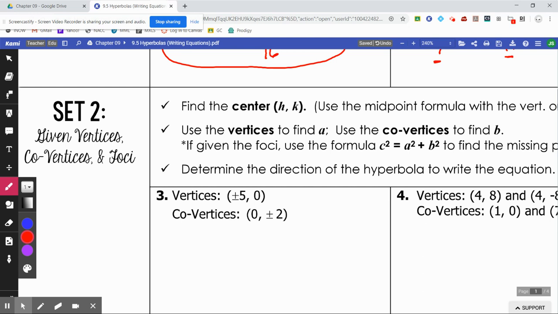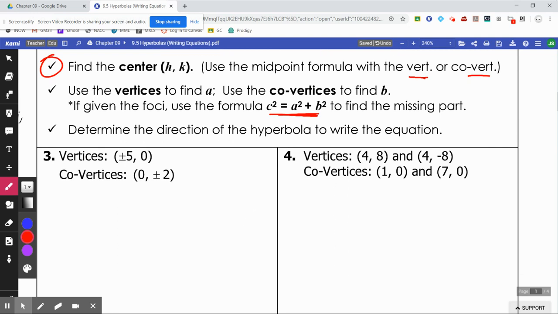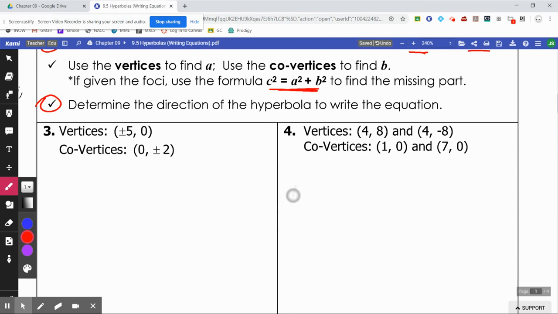Next up, what do we do if we're given vertices, co-vertices, and foci? Here are your steps. Step number 1, always find your center. Use the midpoint formula with vertices or co-vertices. Find the point that's in the middle. Next, we're going to use the vertices to find A. We're going to use the co-vertices to find B. If we're given the foci, we can use our formula again, a squared plus b squared equals c squared, to find any missing value. We do have to determine the direction of the hyperbola so we can write our equation.